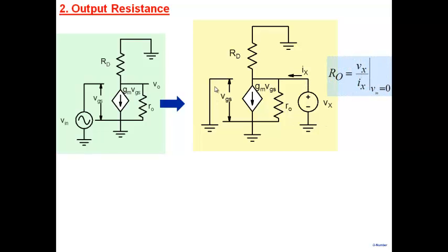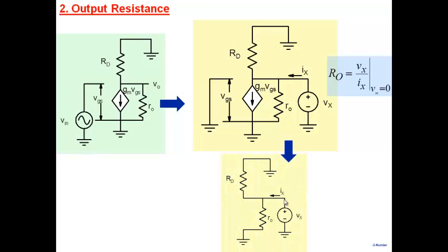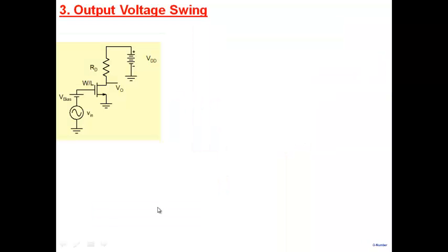And so the moment you remove the source here, VGS becomes 0. The current source then becomes an open circuit here. Current source becomes 0. And you can see here Vx by Ix will be simply equal to RD parallel R0. And again, RD is much smaller than R0. So output resistance is simply RD. Okay. So that's also straightforward.